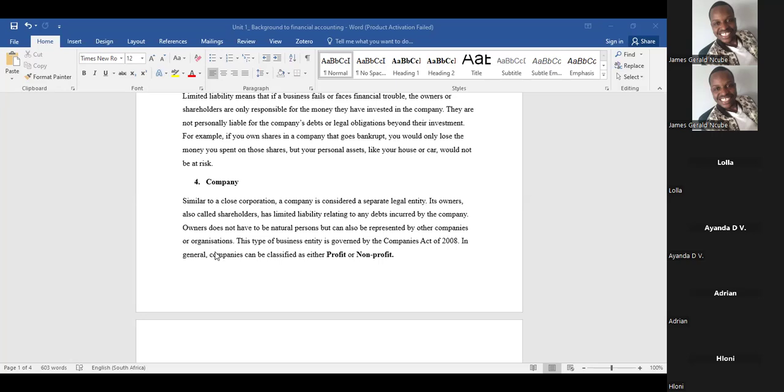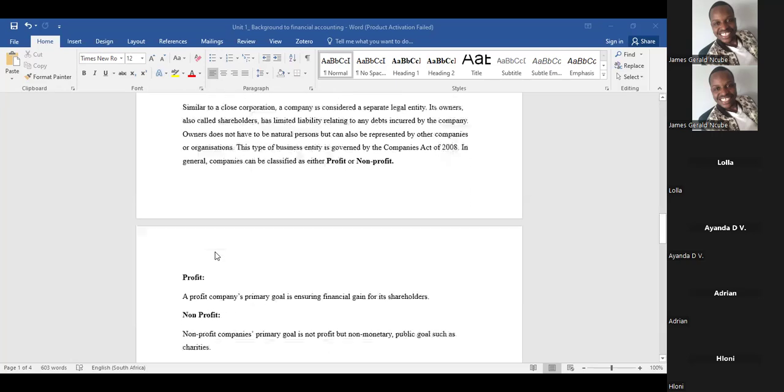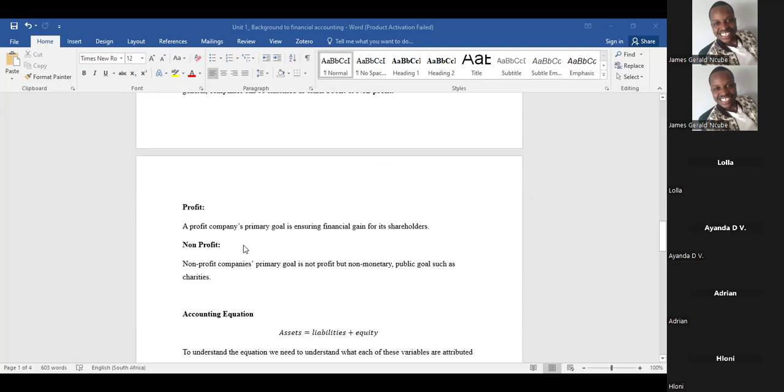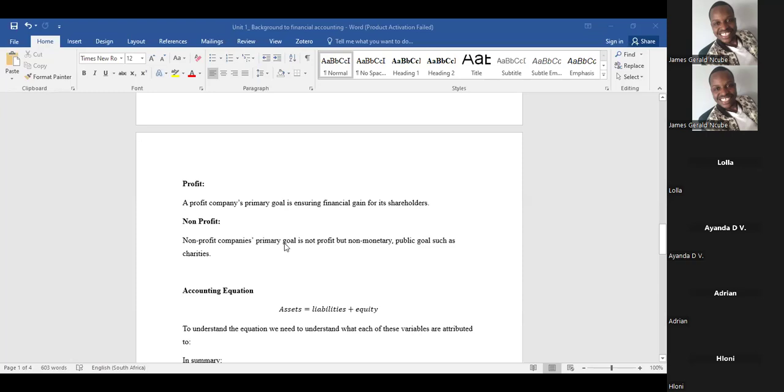And also, a company can either be profit or non-profit, right? So now to differentiate between profit and non-profit. A profit company's primary goal is ensuring financial gain for its shareholders, right? So a profit company is driven by the motive of making profit, right? Whereas a non-profit company's primary goal is not to profit, but non-monetary public goals such as charities.